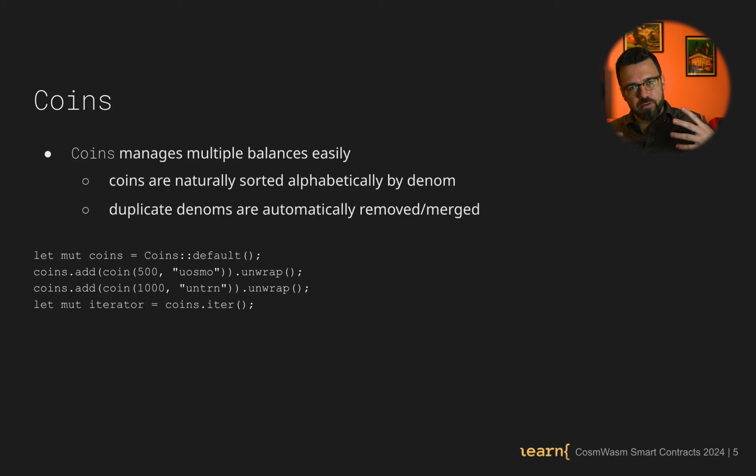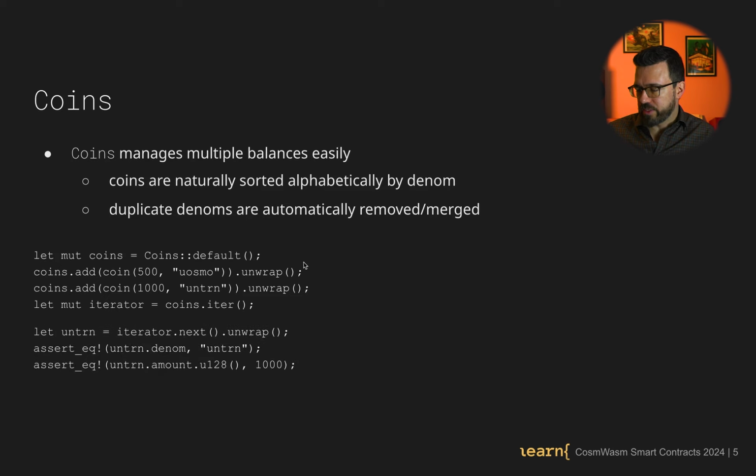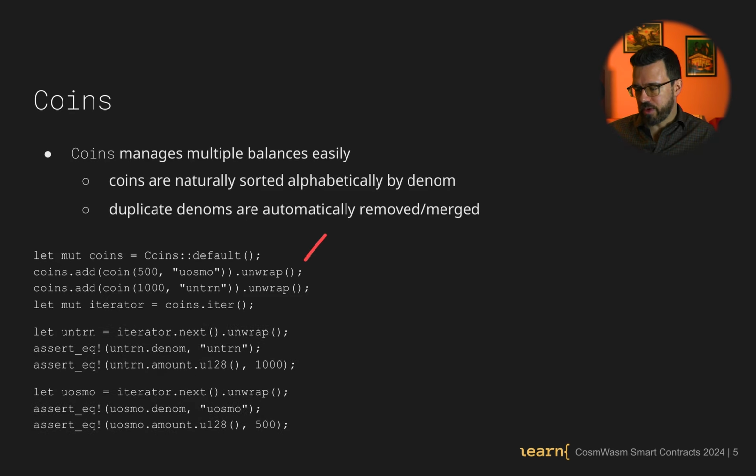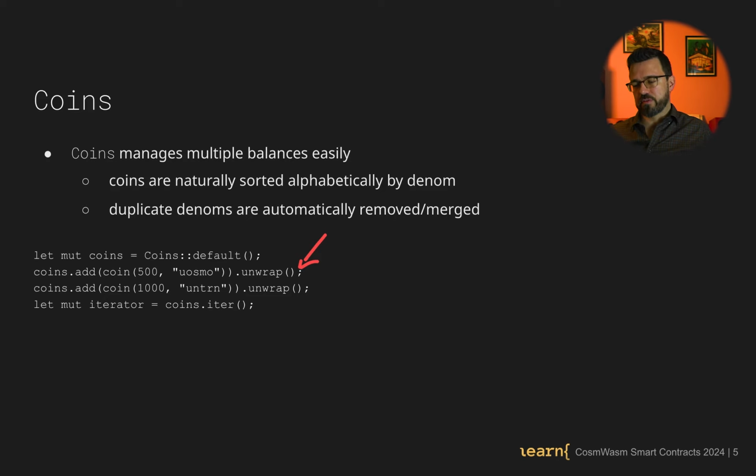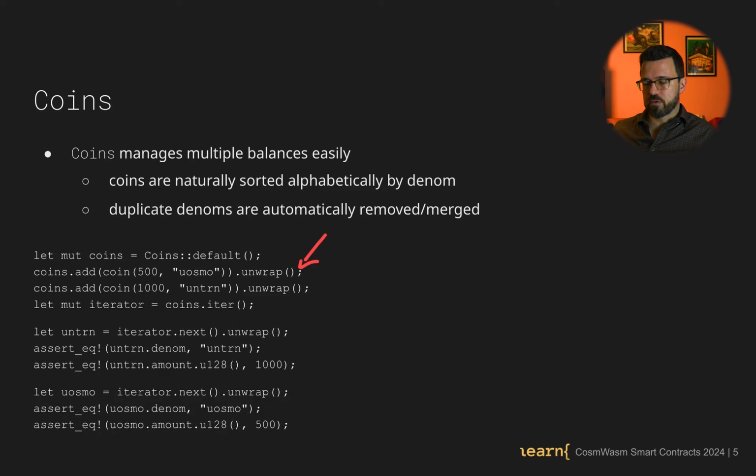I can come in and create a default Coins struct, which will be empty, and then add coins to it and just give it this kind of format where I pass in the amount and the denom. This isn't add in the sense of adding an item or adding a row. It's actually adding a balance. So if Osmo doesn't exist, then it will create it. But if I come in and I repeat this line and do it twice, then my Osmo balance will be 1,000. Three times it'll be 1,500, because it adds to the balance if the balance exists, which is really handy.